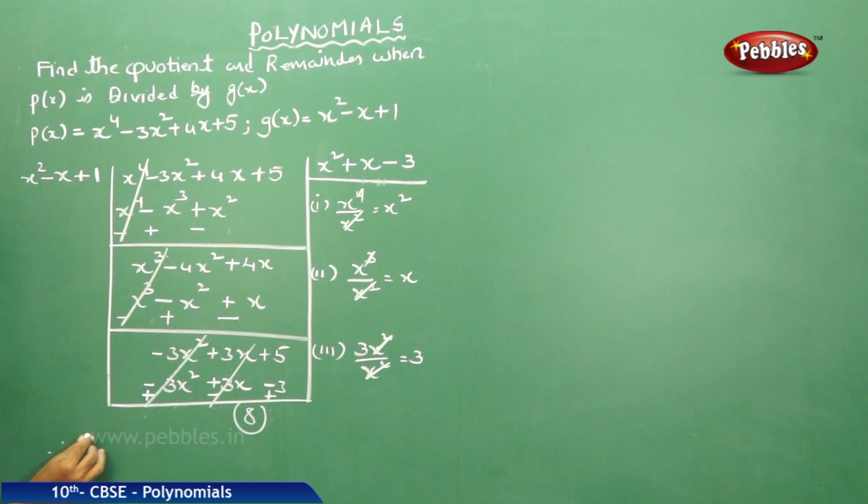Therefore, quotient is equal to x square plus x minus 3. Remainder is equal to 8.